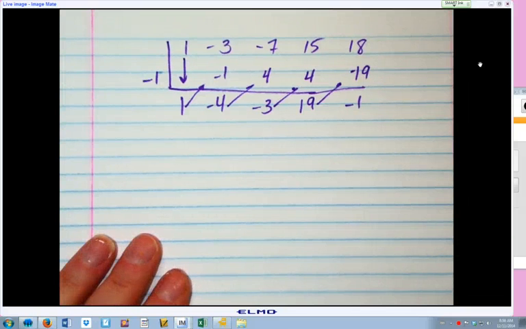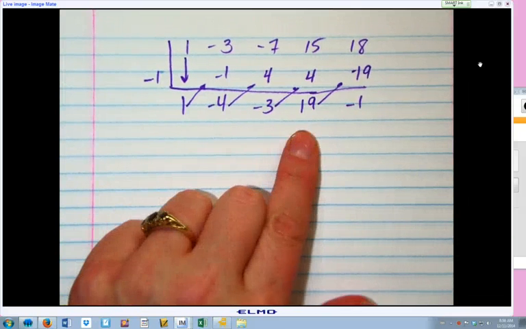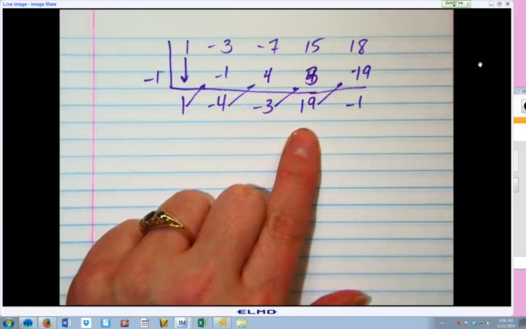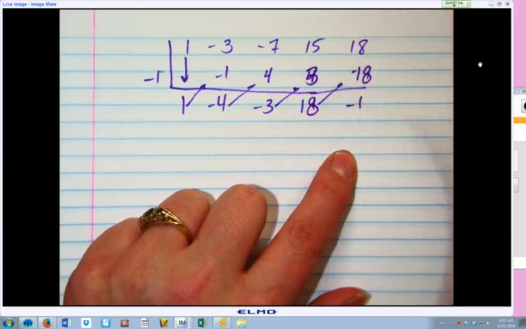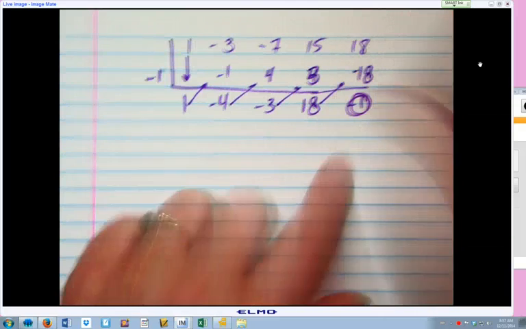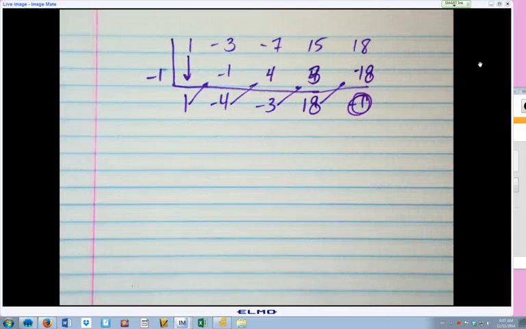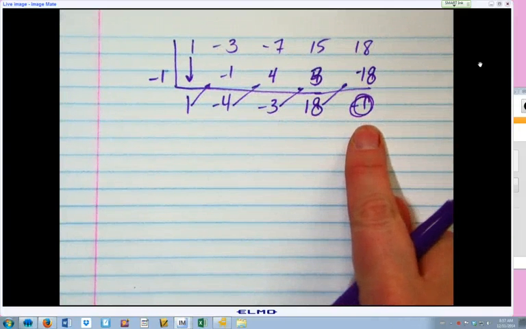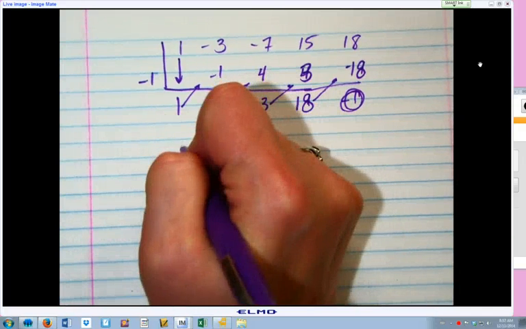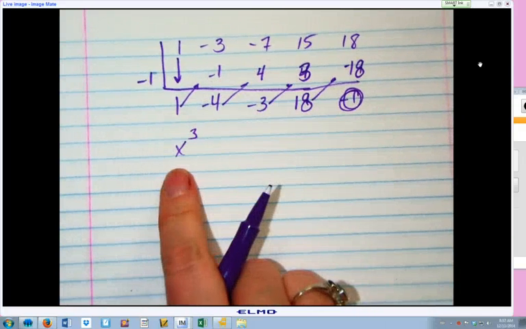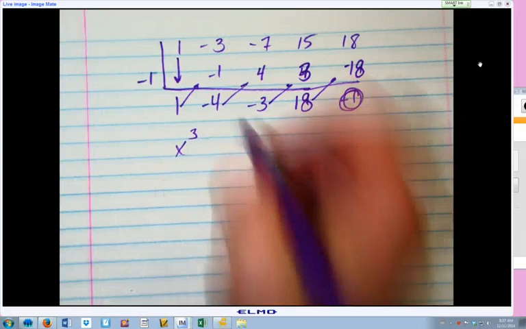How did I know there was an error before I even found what it was? Right, so if you don't get out 0, it means you've done something wrong because we know the remainder should be 0. Okie doke. Why does it start with an x cubed?